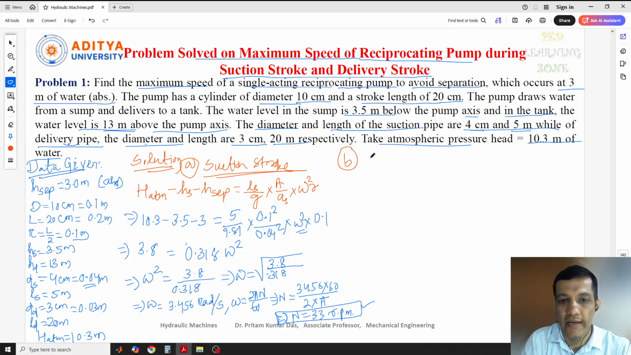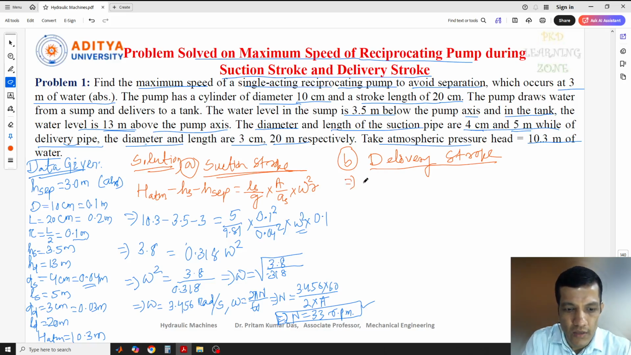Okay, the second condition is our delivery stroke. The same formula we can write here, only slight changes will be there. Both will be similar. Here it was H_atm minus H_s, and here it is plus H_d. Remaining all will be the same.